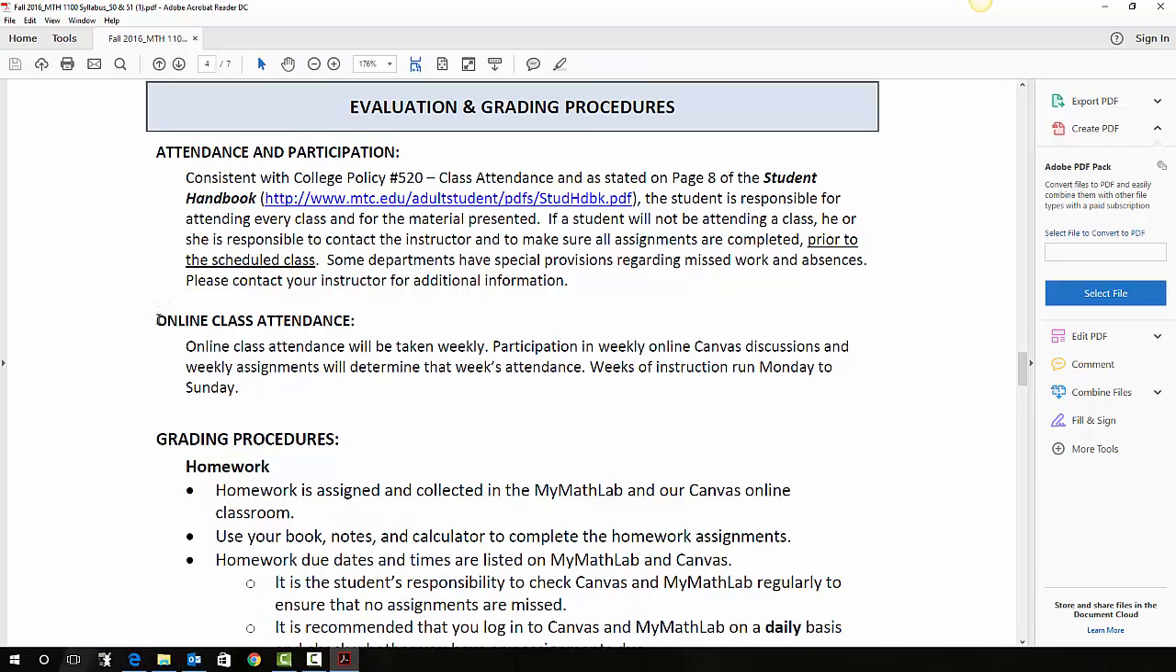Another important thing here to note is online class attendance. How online classes work is I give attendance by the week. So there's just one attendance setting, absent or you were present during that week. How I'm going to assess that is I'm going to look and see if you're completing the Canvas discussions and also the weekly assignments that need to be completed that week. If you're doing that, you're staying on track, I'll mark you as present. But if you're not doing that, then you'll be marked as absent. And it's important that you're present during the weeks, because that can have a negative effect on financial aid.